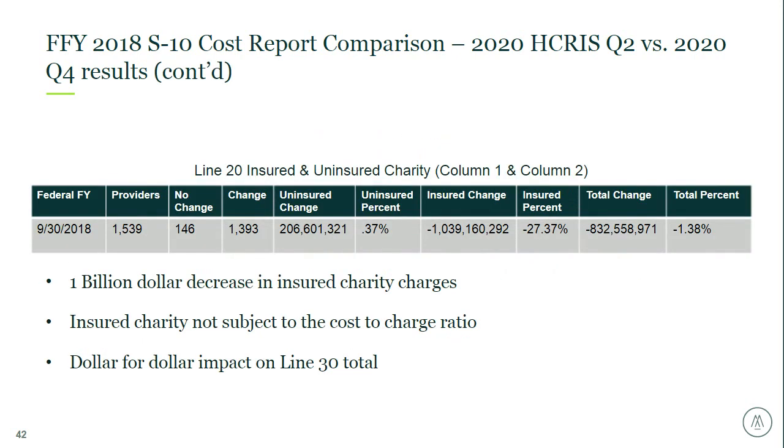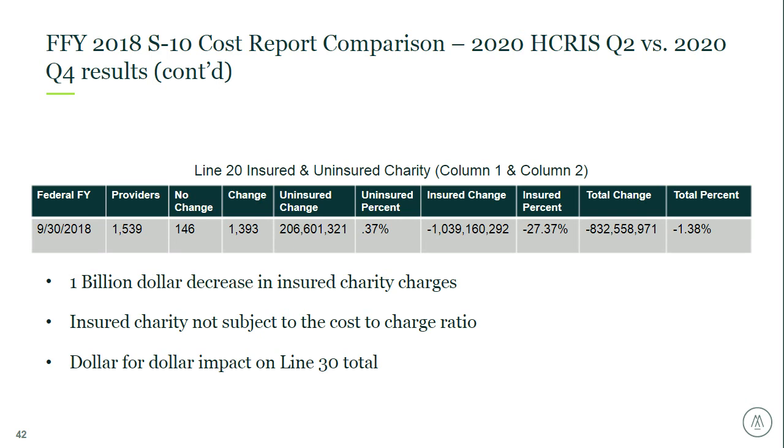Now let's dig a little deeper into what made up that $1 billion change in UC costs. Here we're showing the change in line 20 charity care charges. As you can see, 1,393 of the 1,539 cost reports had updated charity totals. Collectively, just over $206 million was added to the uninsured charity for these hospitals. As a percentage of the total, that's an extremely small change of less than 0.5%.